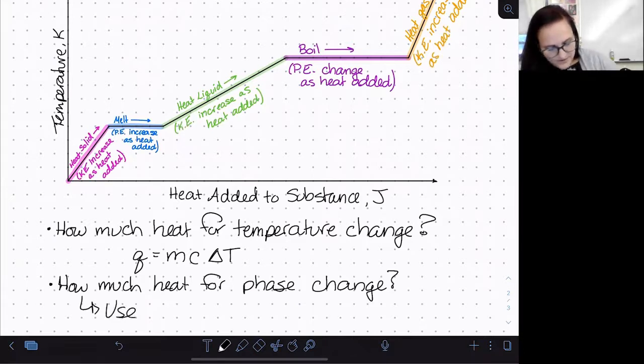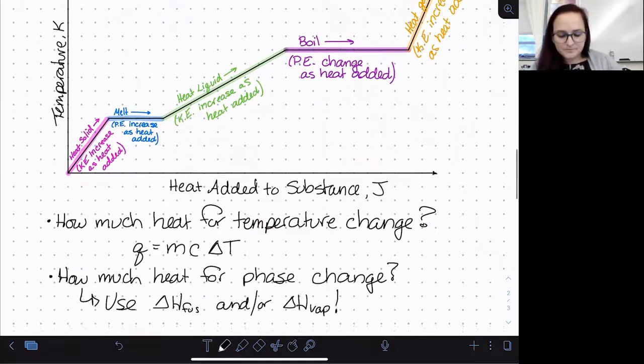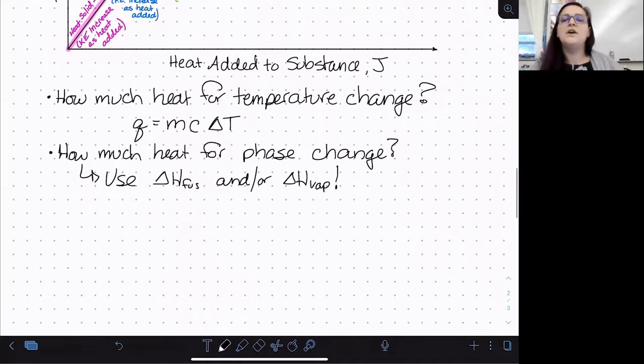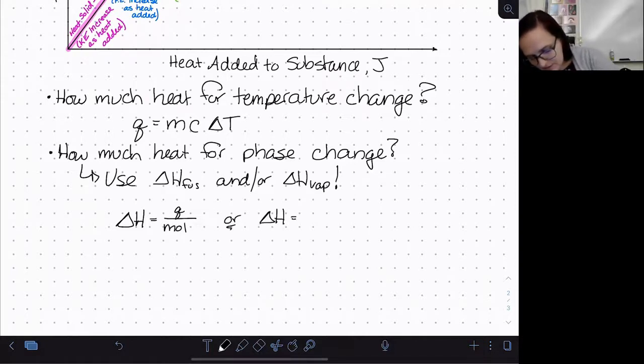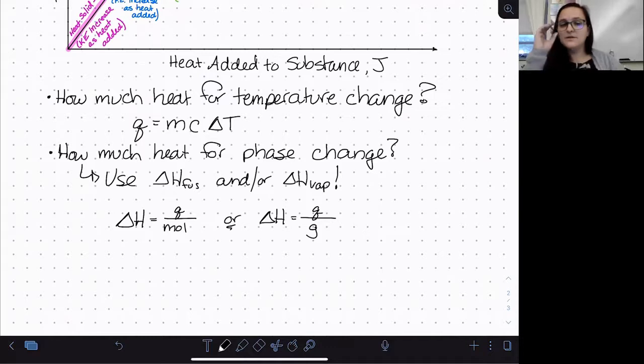So we're going to be using the heat of fusion or the heat of vaporization, depending upon which phase change we're talking about. So this isn't so much an equation as it is just the definition of those things. So heat of fusion or heat of vaporization, delta H of anything really, is just the amount of heat per mole of substance or the amount of heat per gram of substance.